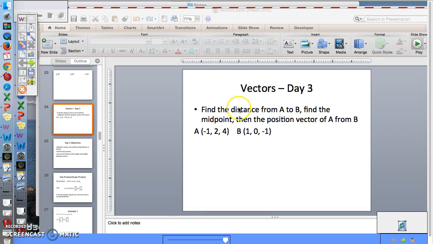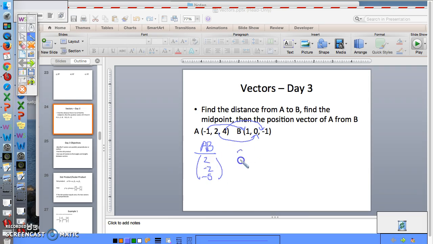All right, so we're going to take a look at vectors again today. We need to find the distance from A to B, the midpoint, and the position vector. So let's see, what is our vector AB? Let's start with that. Negative 1 to 1, that would be 2. 2 to 0, negative 2. 4 to negative 1, negative 5.